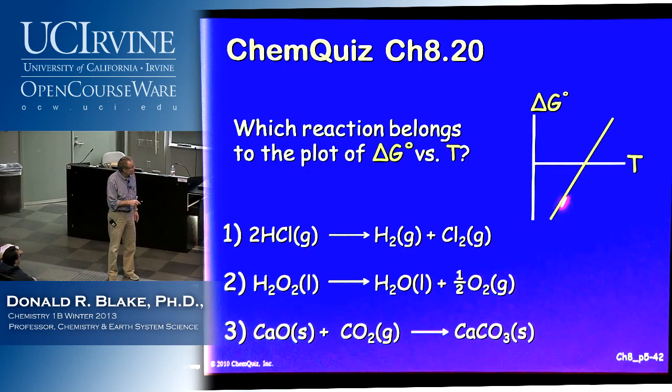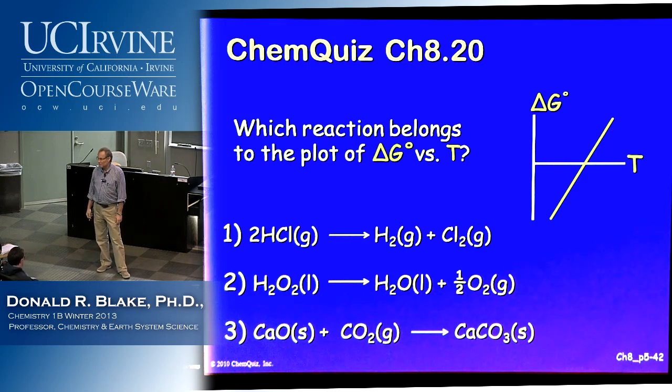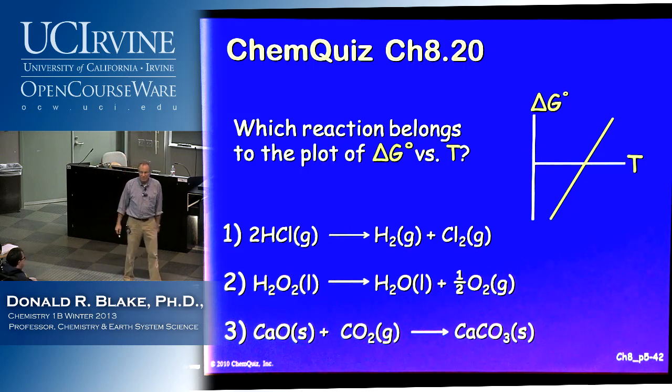So what this means is that at some low temperature, that minus T delta S part isn't contributing too much, and therefore we're in the negative. But at some temperature, it becomes positive. That means that the delta S has to be negative. Delta S absolutely has to be negative.